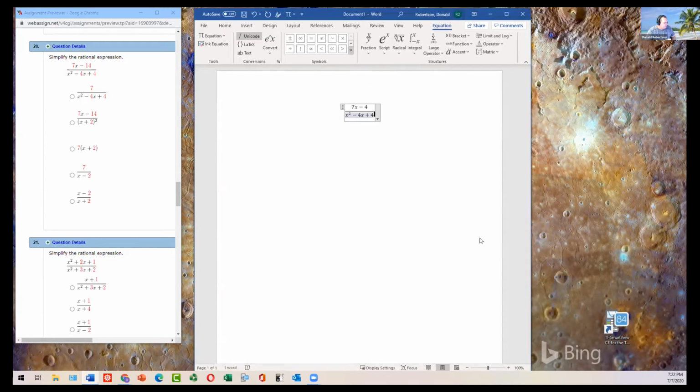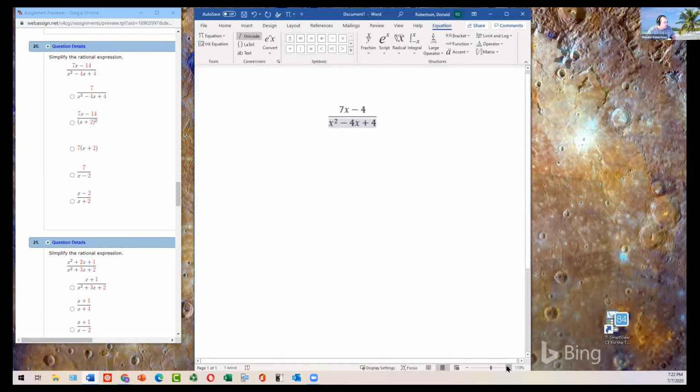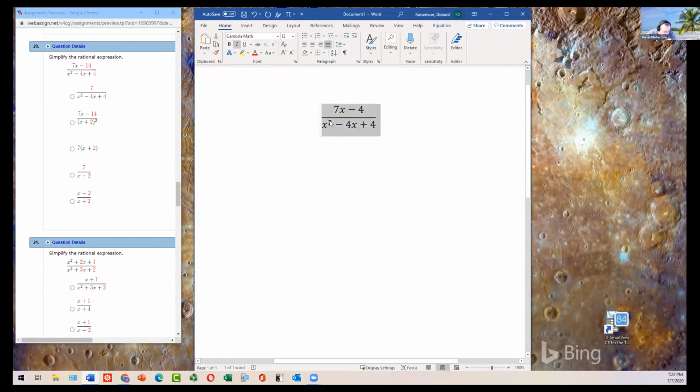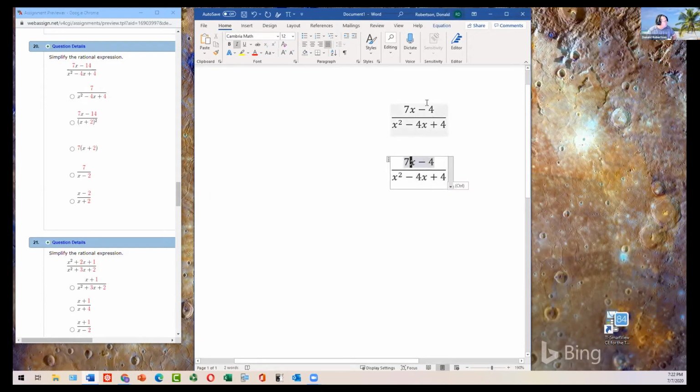See if I can make this just a little bit bigger. Now I know that I can factor the top, the numerator, and I know that I can factor the bottom. So that's what I'm going to do next. Can't you take out a common factor of the number 7? And that's going to leave you with that. What about x squared minus 4x plus 4? Well, that definitely factors as well. It's a trinomial.